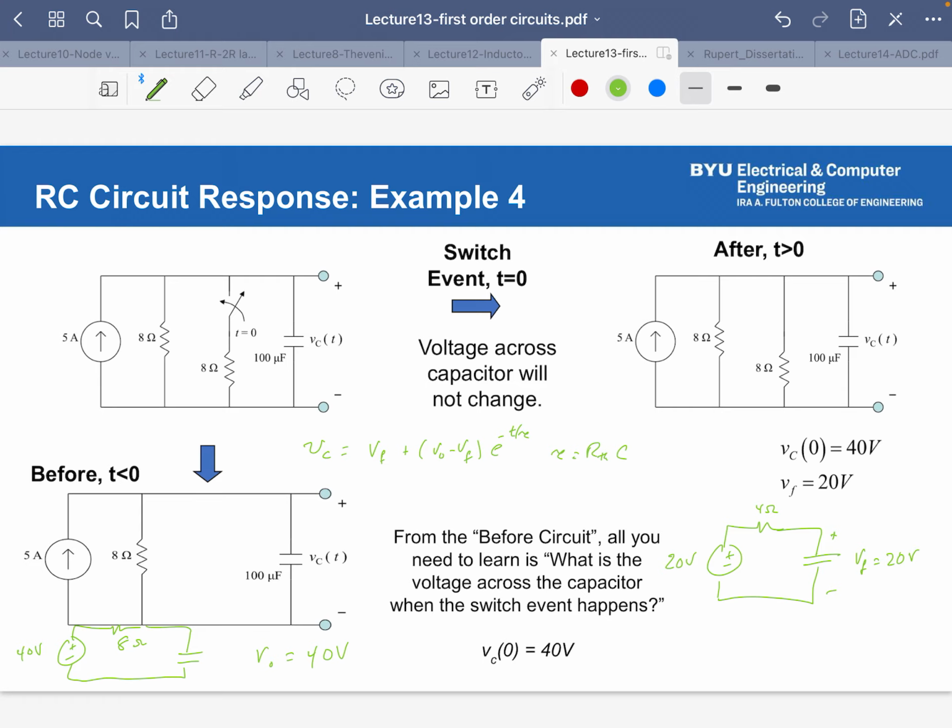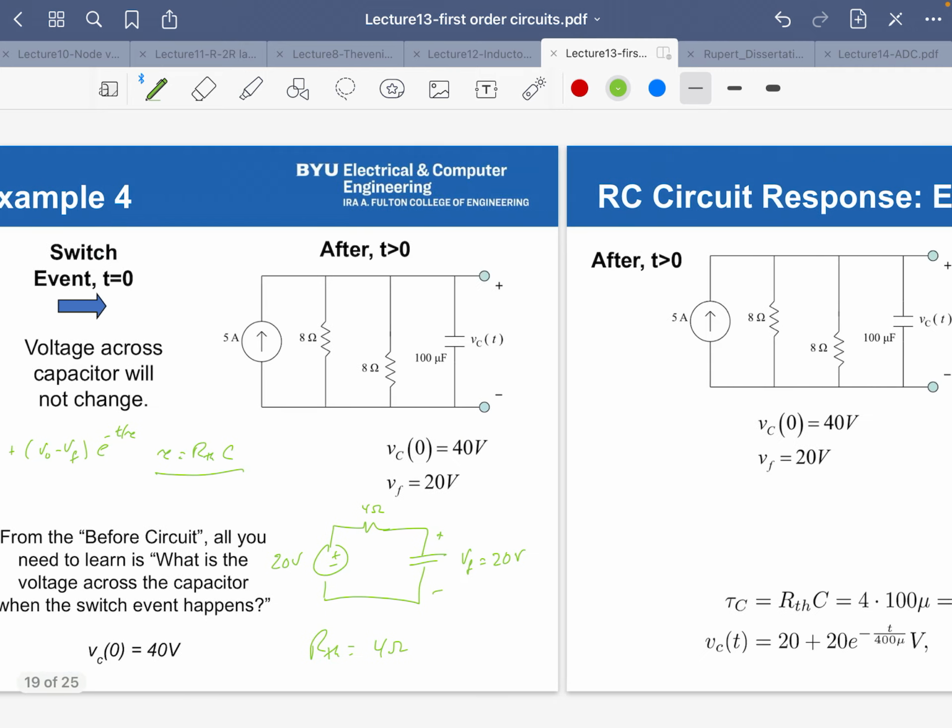and then if we wanted to find tau, we need to find the Thevenin equivalent. And the Thevenin equivalent is going to be if we open up the capacitor and look into the circuit. So in this particular case, we can set the current source to 0 amps. So that basically takes this line out. And then we have 8 in parallel with 8. Gives us a 4 ohm resistor. So our Thevenin is equal to 4 ohms, from which we can get the time constant.